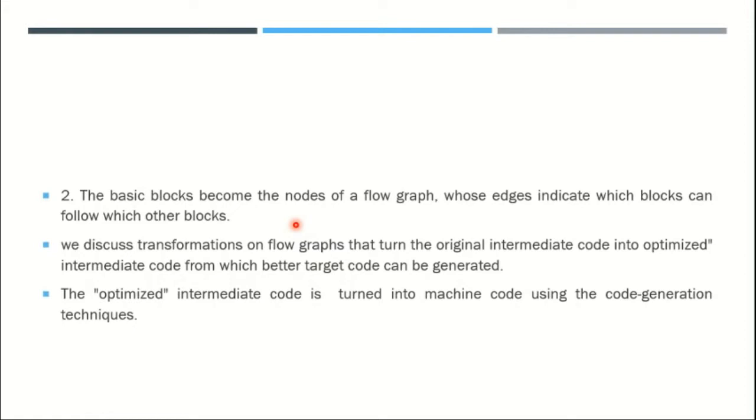And then with the help of this control flow graph mechanism, we can generate the optimized intermediate code representation. Here the source or input is the intermediate code representation and the output is the optimized intermediate code representation. With its help, we can easily generate the better target code.